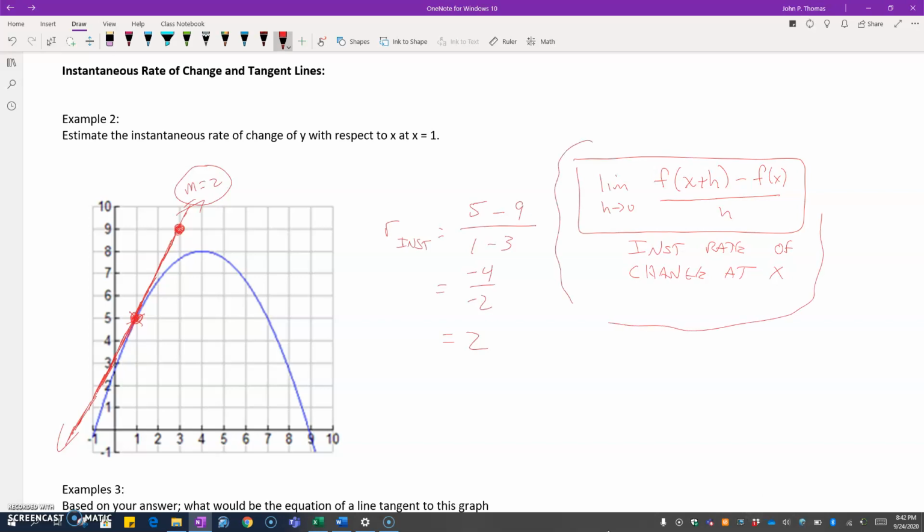So this is a really handy tool to use if we were actually doing this analytically. But right now we're working off a graph, so we can get rid of the limit aspect by just taking another point that's on the tangent line itself. Instantaneous rate of change is really the slope at a point.